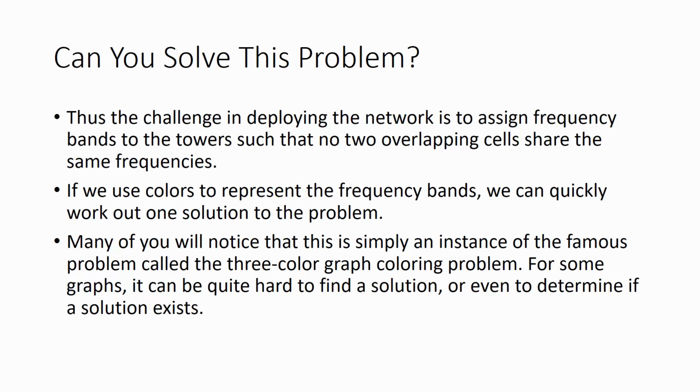But what if the number of frequencies were limited in your band and we could assign only two or three frequencies, or 10 or 15 or whatever? Now, can we assign frequencies to these towers so that there are no frequency conflicts in adjacent towers? If we use colors to represent the frequency bands, we can probably figure out a solution because colors are easier for us humans to understand. So we represent each frequency by a different color and try to assign colors to these towers. But then some of you will realize that this is simply a three-color graph coloring problem. While this might be easy to solve in this case, in a real-world example of a graph coloring problem, it is quite hard to find a solution or even to figure out if a solution exists.